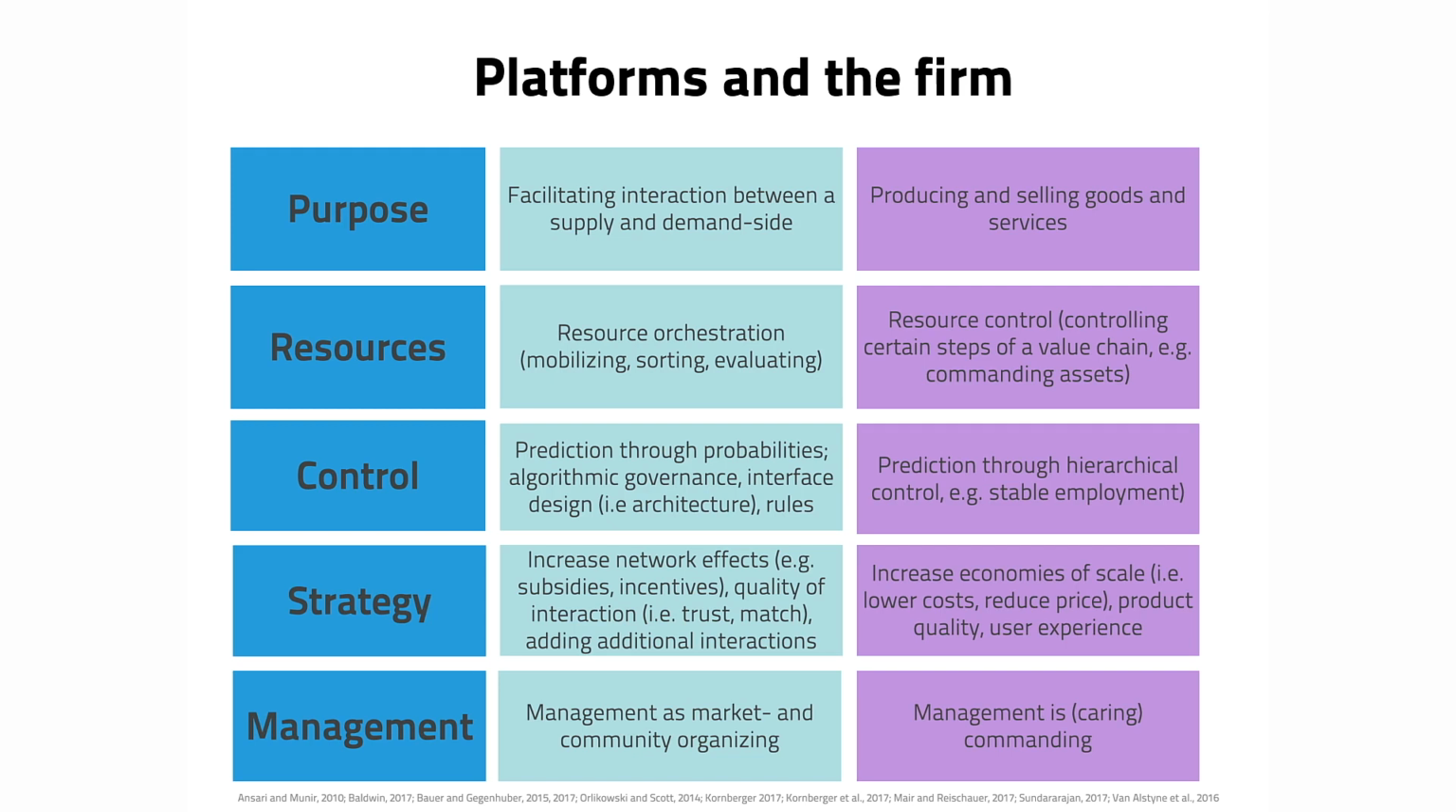For example, a hotel chain like Marriott, if you think resources, they don't orchestrate them, they control them. So they control certain steps of a value chain, they own the hotels. In terms of control, they want to establish a good service and prediction through hierarchical control. They have employees, they know they can deliver a certain service quality. And this is just a different way of organizing in comparison to how Airbnb does it.